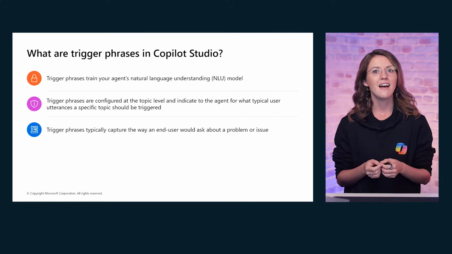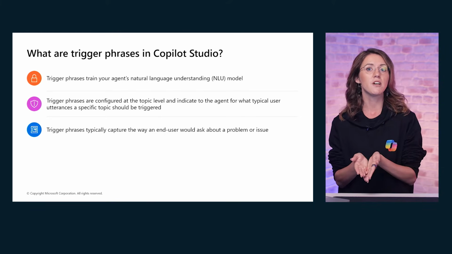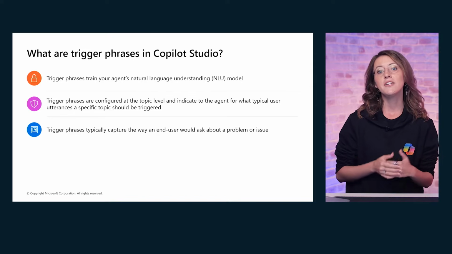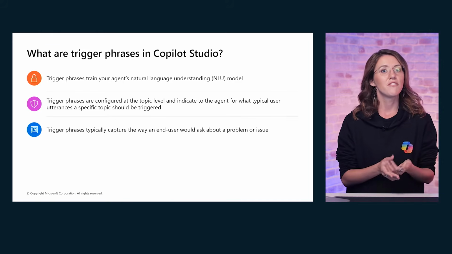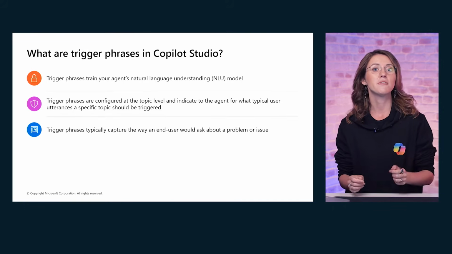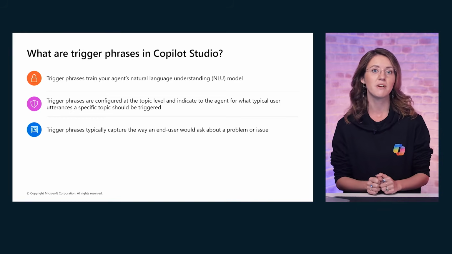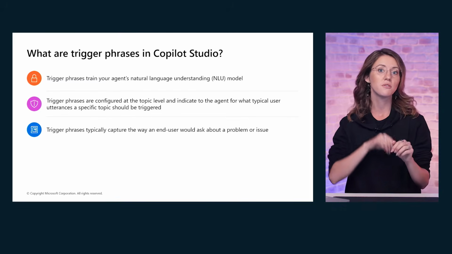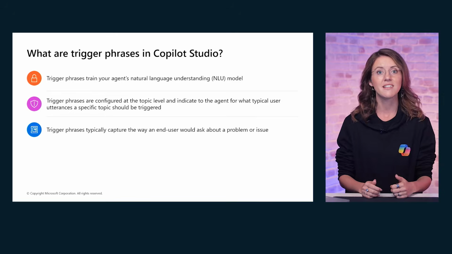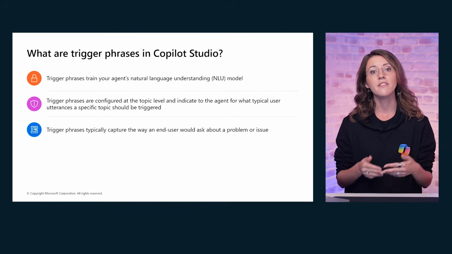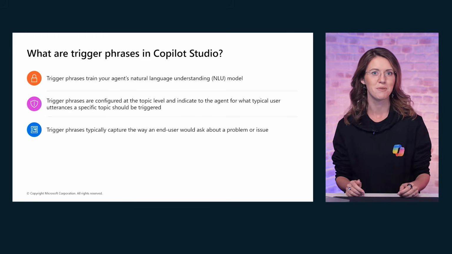Think of a trigger phrase as the way a real person would naturally describe a problem. For example, if you're building a topic to help with lawn care, a user might type something like "problem with weeds in lawn." Even if the phrase isn't an exact match, the agent uses NLU to interpret the intent and activate the most relevant topic. By adding 5 to 10 well-thought-out trigger phrases, you're giving your agent the context it needs to respond accurately and naturally, just like a helpful teammate who understands what you mean, even if you don't say it perfectly.